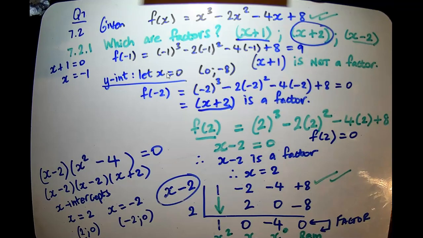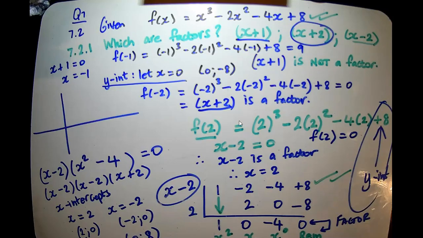So we have the y-intercept 0 and minus 8. We have the x-intercept 2 and 0. We have the other x-intercept minus 2 and 0. We can then plot it. Don't forget, our y-intercepts can also be found by just looking at the last number.